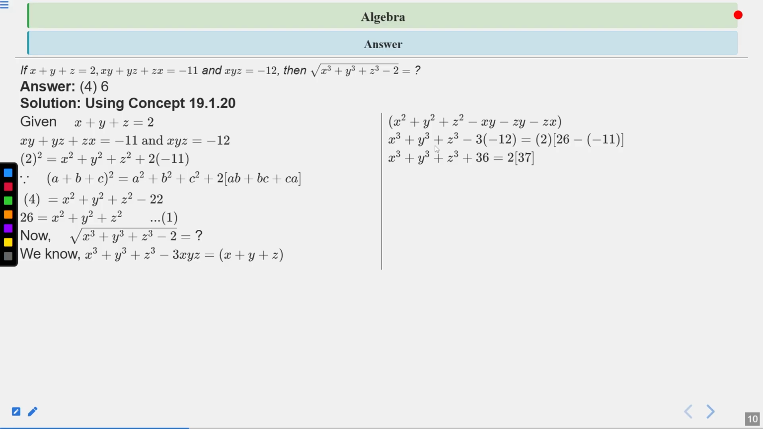When we simplify it, we get x cube plus y cube plus z cube plus 36 equals 2 times 37. Now we get the value of x cube plus y cube plus z cube, which is 74 minus 36, which equals 38. Now we put the value in the given expression. So under root of x cube plus y cube plus z cube minus 2 becomes under root of 38 minus 2, which equals under root 36, and when we simplify it we get 6. So the fourth one is the correct answer of this question. Next one.